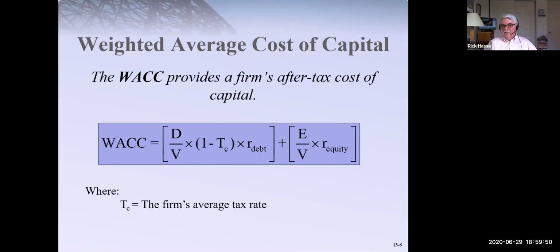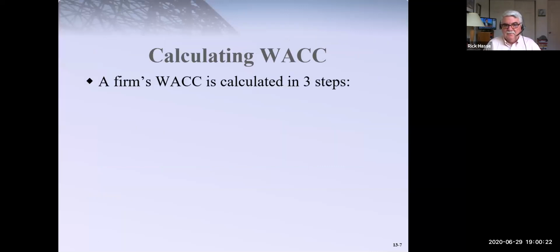The tax is deductible. So we have to take the cost of debt of this company and multiply it times 1 minus the tax rate. So let's say my tax rate is 40% and my cost of debt is 8%. 1 minus T is 60%. So my true cost, the after-tax cost of debt, is not 8%, it's 60% times 8%, or 4.8%. Let's take a look at that.